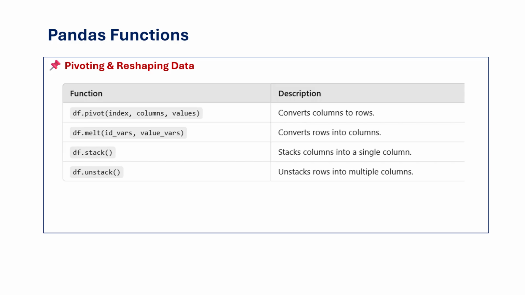The melt function converts wide format data into long format structure. It is used when we want to combine multiple columns into rows for better analysis. The stack function converts columns into rows by creating a hierarchical index. It helps in organizing data for analysis. The unstack function performs the opposite operation of stack. It converts row levels back into columns.